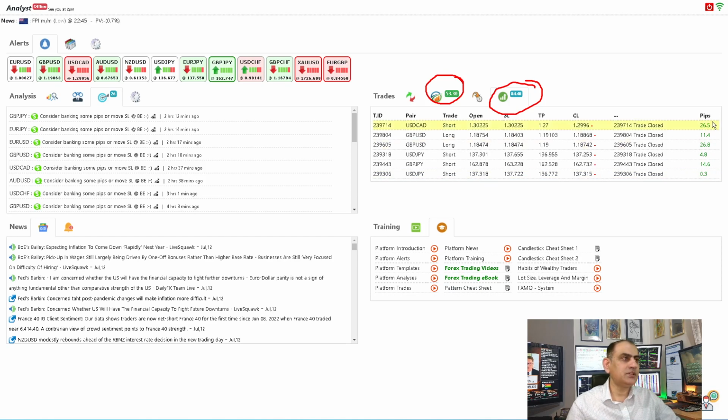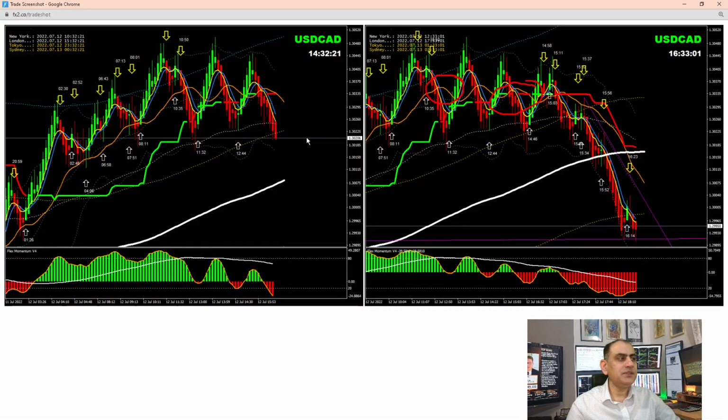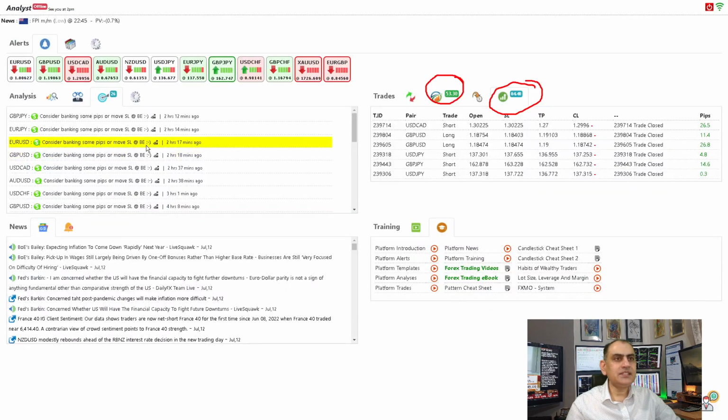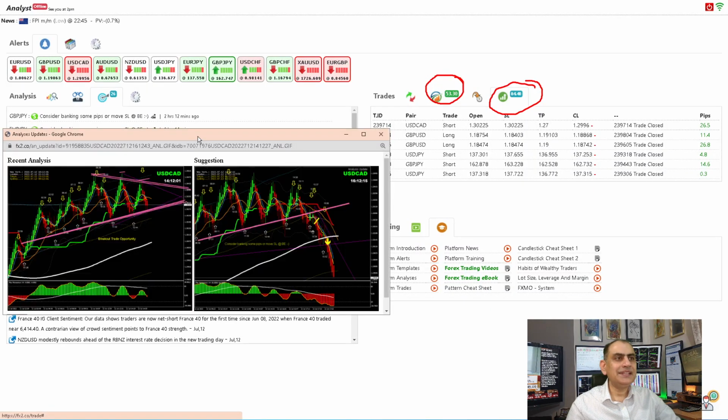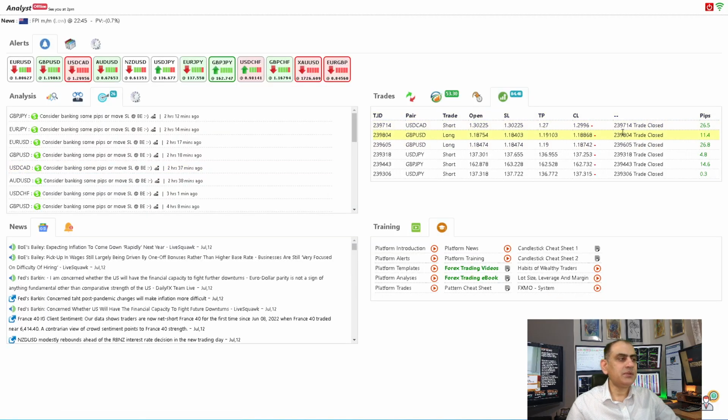If you look at the pound dollar yen, 26 pips. This is the entry, this is the exit, and based on this analysis, that was a pretty straightforward breakout, and price nicely hit the profit target. As you can see here, my traders banked amazing profit.